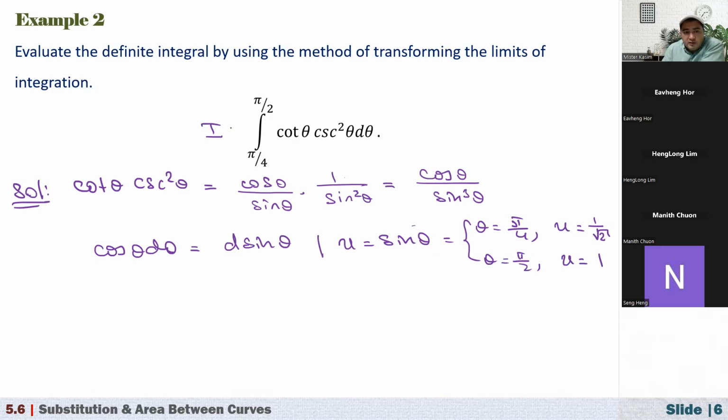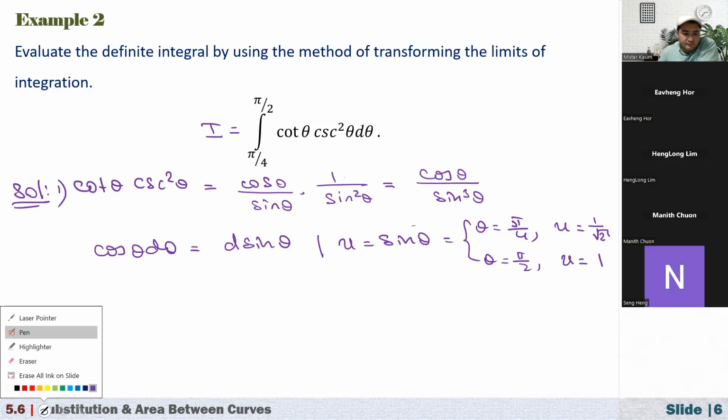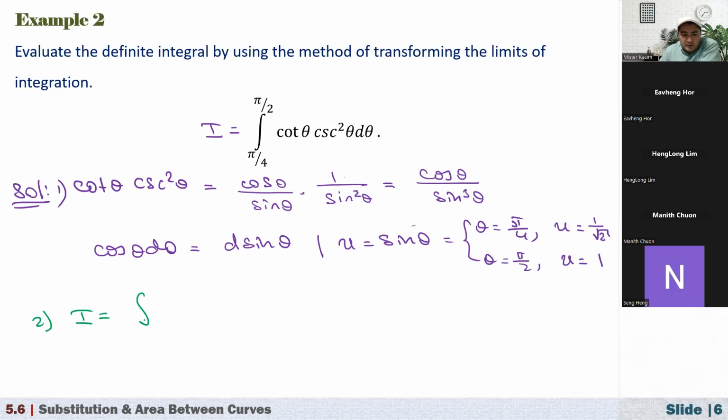At the time, this integral takes this form. So here we have the second step. When theta is equal to pi over 4, our u is 1 over square root of 2. When it is pi over 2, u is equal to 1. And how about this cotangent of theta and everything? We have just changed this into this sine cubed, that is u to the power of minus 3. And here we have du, because this cosine of theta d theta is equal to d sine of theta.